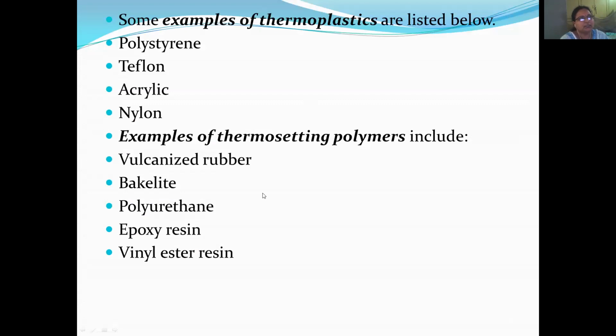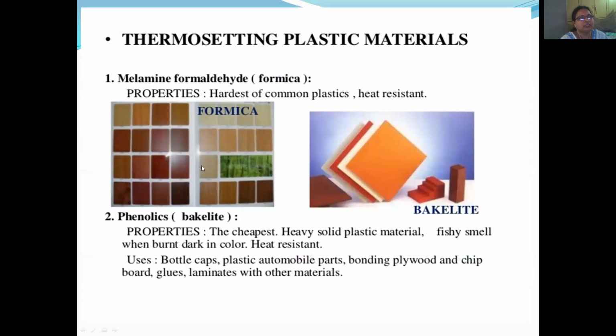Then examples: polystyrene, Teflon, acrylic, nylon; thermosetting: vulcanized rubber, bakelite, polyurethane, epoxy resin, vinyl ester resin. Then these are some of the thermosetting plastic materials. So if I show you with the diagram, then you can realize what we are using, right?